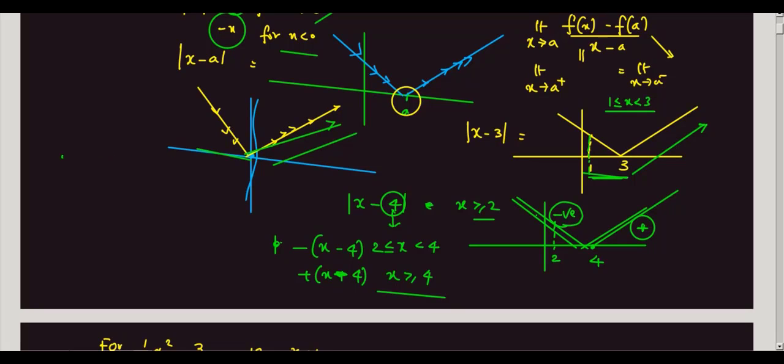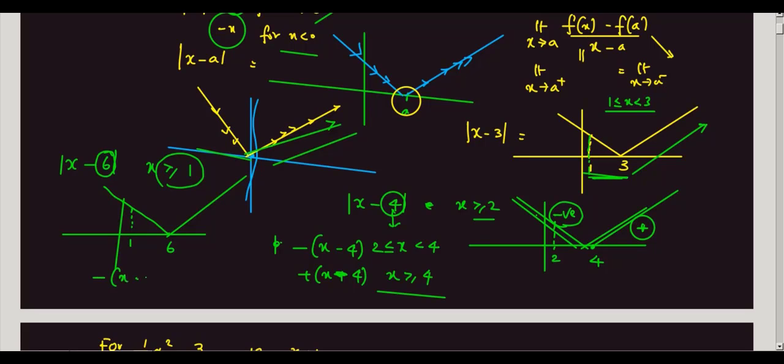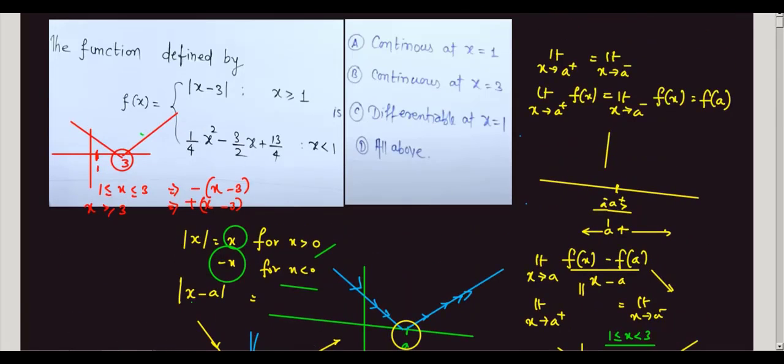For example, let me give you another one. Suppose mod of x minus 6 for x greater than or equal to 1. At this point I have a modulus, which implies up to 6 a negative slope, then a positive slope. It starts from x equal to 1. So minus of (x minus 6) for 1 less than or equal to x less than or equal to 6, and plus of (x minus 6) for x greater than or equal to 6. Hope you understand how to represent the mod x function in the limits.